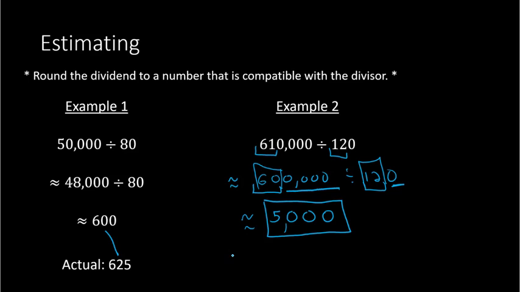And we're not going to actually divide this at the moment, but the actual answer, if you were to do that, would be 5,083 and 1/3. So notice the actual answer is pretty close to the estimate. That means our estimate was a good estimate because it's pretty close to the actual answer.